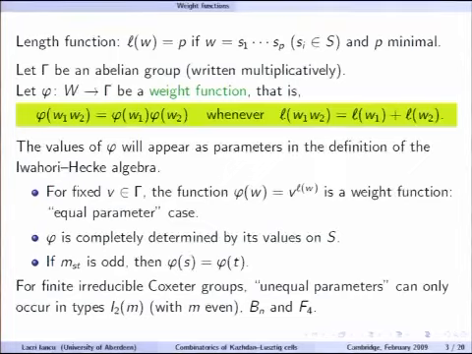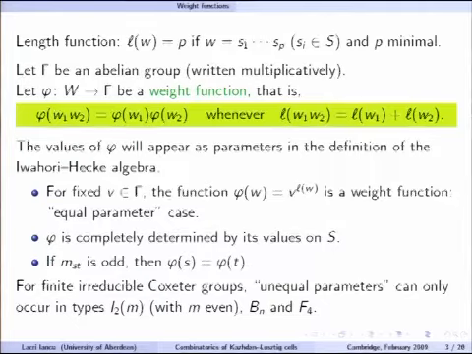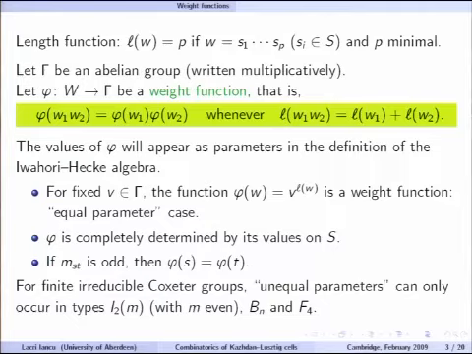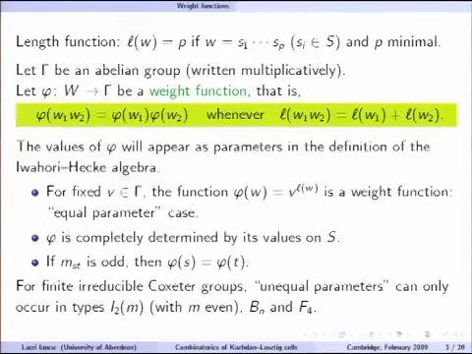Now I2 of M and F4: I2 of M dihedral is a case which is dealt with quite easily, and F4 is one single group which is dealt with, I will say later where. So this is why I'm going to concentrate on type B, on Bn.